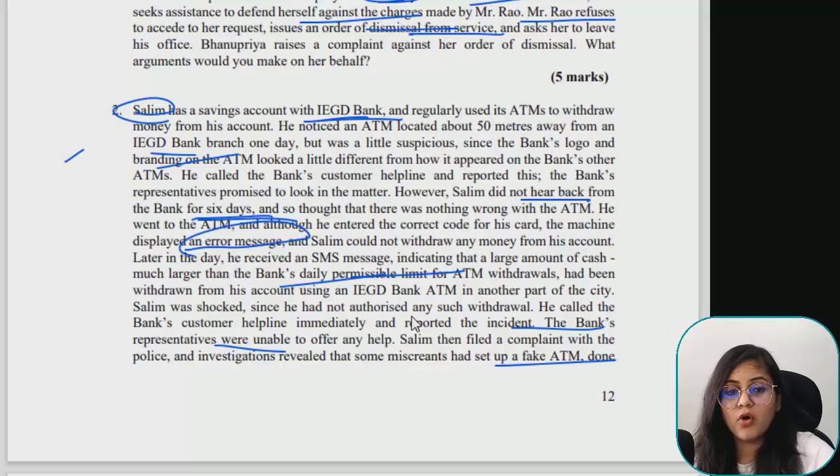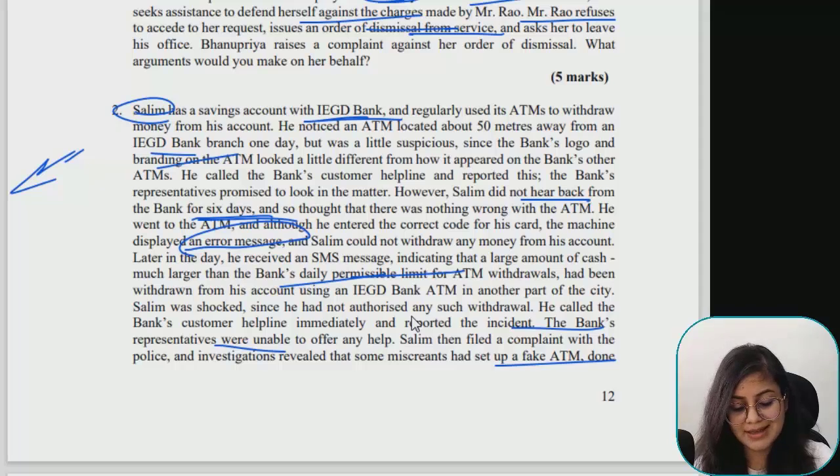The reasoning for Salim can be that he was so cautious that he even checked the logo and it was a new bank. Being a cautious customer, he approached the customer care helpline. He told them what the issue was. It was the bank that did not take care of it. If there is an ATM in the vicinity, they should have known this. They should have taken due care of the new ATM, which is just 50 meters away, and they should have checked whether customers are being cheated or not. What is the issue with the new ATM? Is this proper or not? It was their responsibility. The bank has been negligent on both ends.